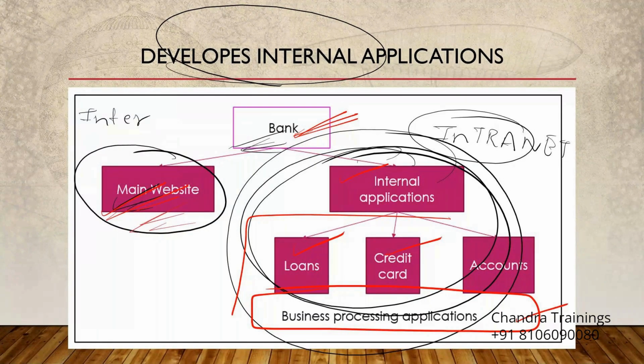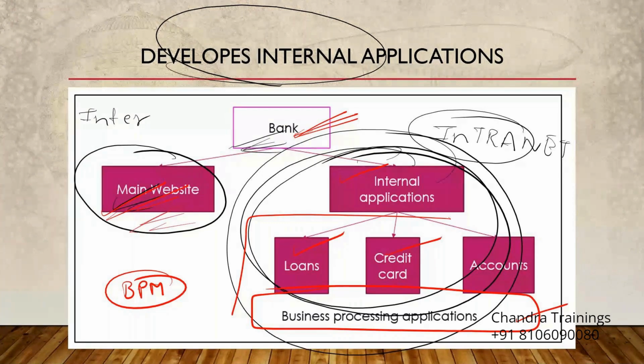And any tool which is used to develop these business processing applications is called a business process management tool. What is that? Business process management, nothing but BPM tool. So Pega is one BPM tool, which concentrates more on internal application development. So what was our earlier statement? Pega is used to develop applications. But the modified statement is, Pega is used to develop internal applications only.